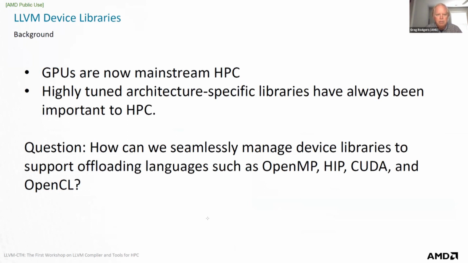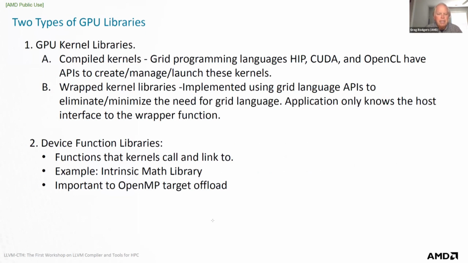But highly tuned architecture-specific libraries have also been an important part of HPC. So the question that we ask is, how can we seamlessly manage device libraries to support offloading languages such as OpenMP, HIP, CUDA, and OpenCL, which, by the way, are all part of the Clang LLVM infrastructure? That's what I really want to talk about today: how we can do this and what's necessary. But before we get into it, I want to talk about what I really mean by a device library.